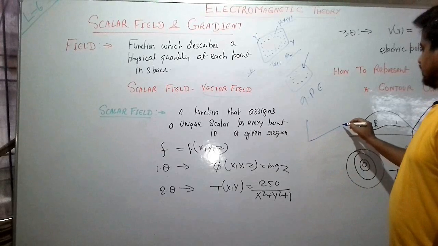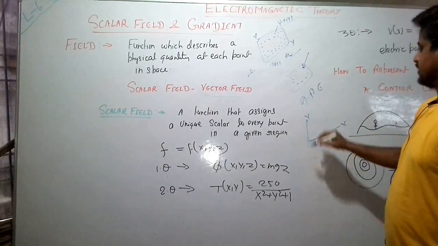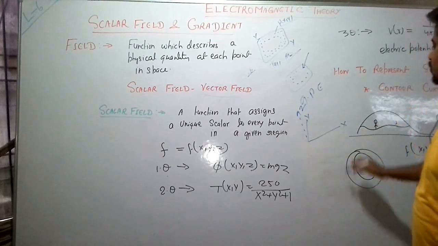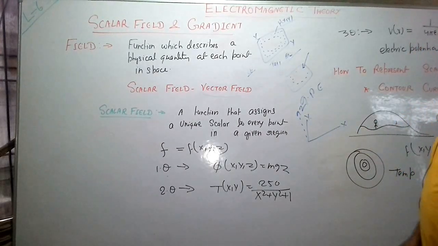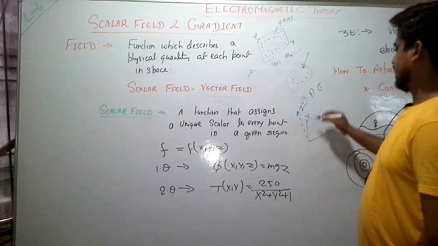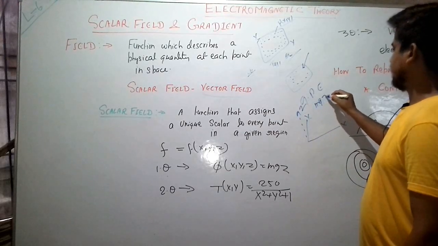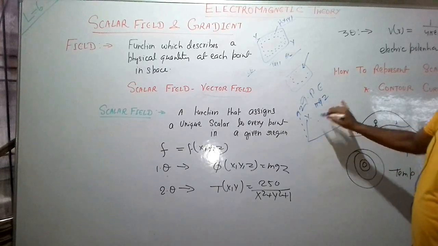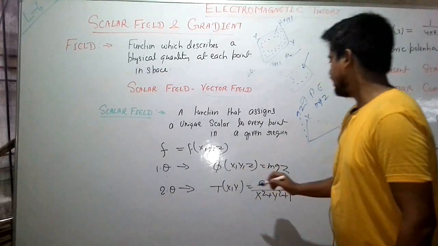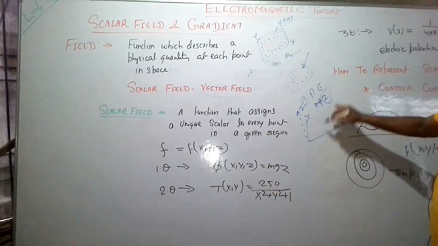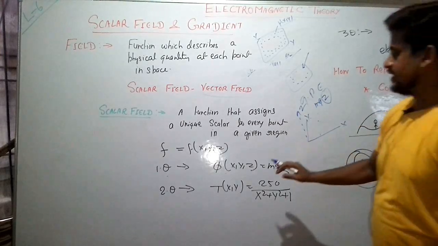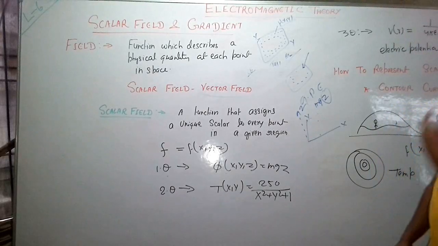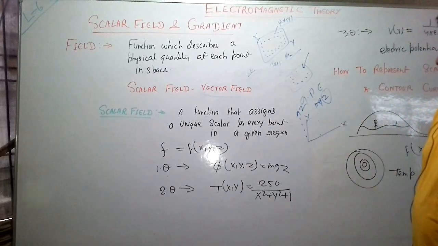And the best example of a scalar function in one dimension is gravitational potential energy. Suppose this is the earth surface, the xy plane, and this is the z axis which is perpendicular to this xy plane. Then gravitational potential energy we define as mgz, and we can see that the gravitational potential energy phi only depends on the height from the earth surface. So it is the best example of a one dimensional scalar field.